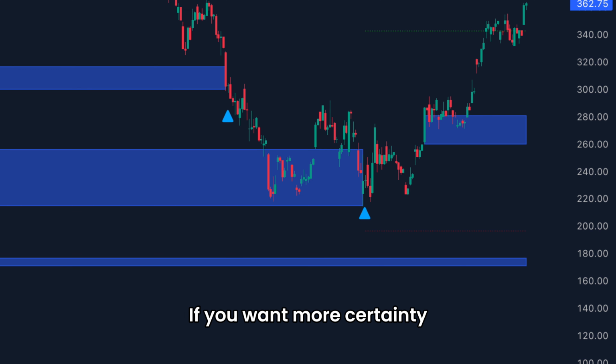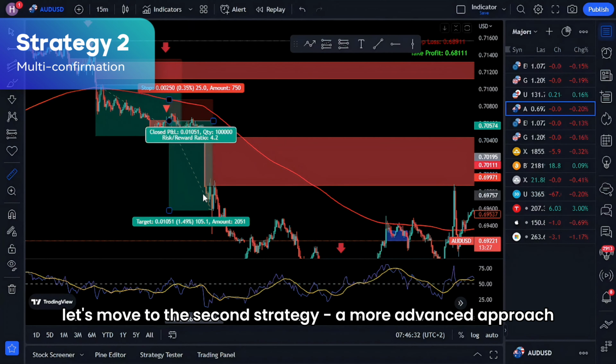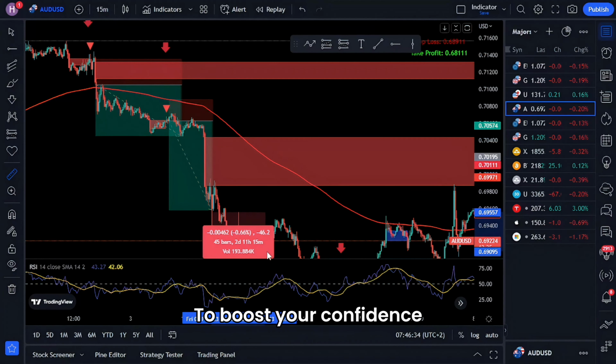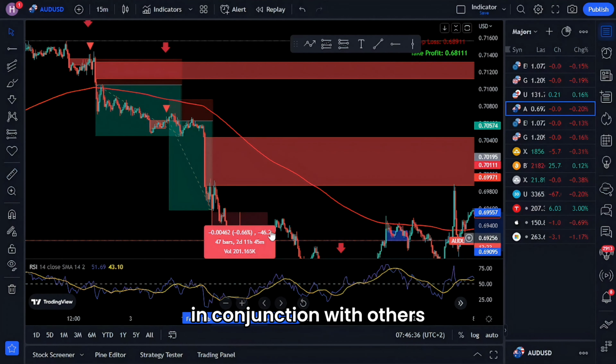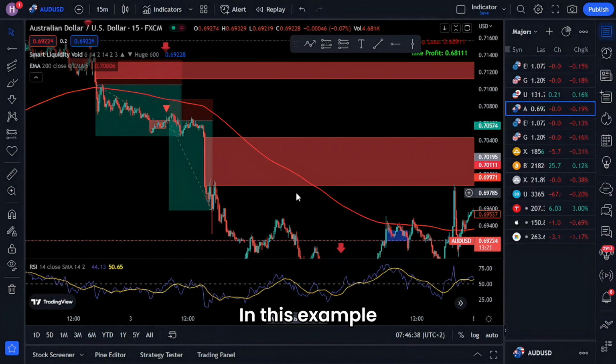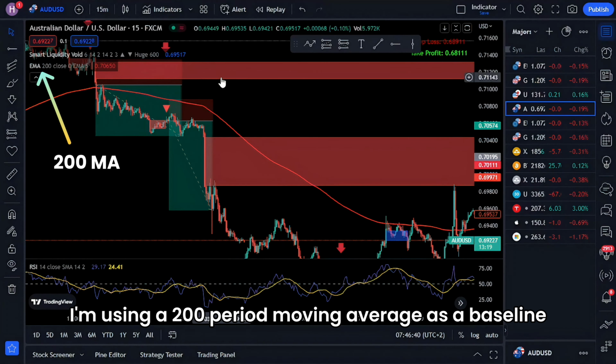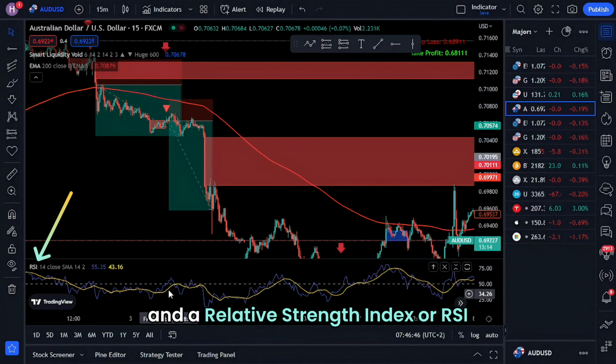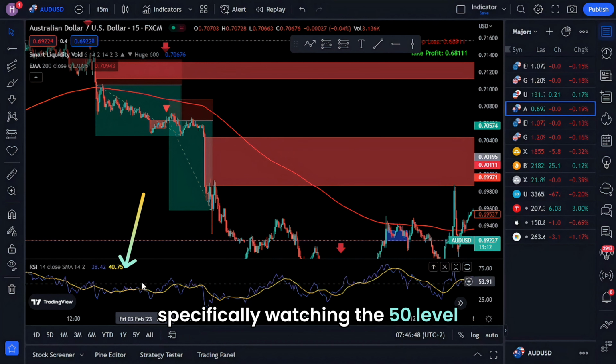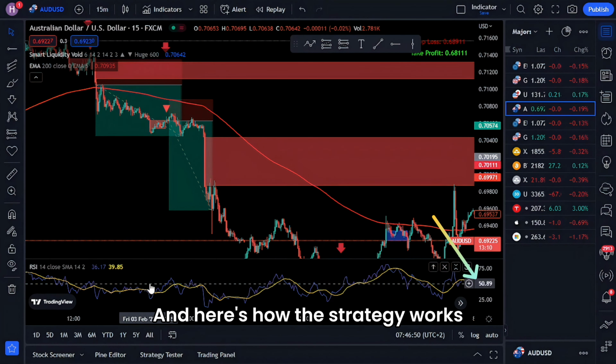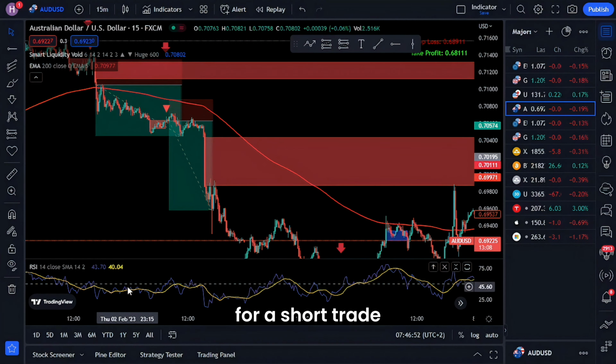If you want more certainty, let's move to the second strategy, a more advanced approach. To boost your confidence, you can combine this indicator with others. In this example, I'm using a 200-period moving average as a baseline, and a relative strength index, or RSI, specifically watching the 50 level. And here's how the strategy works for a short trade.